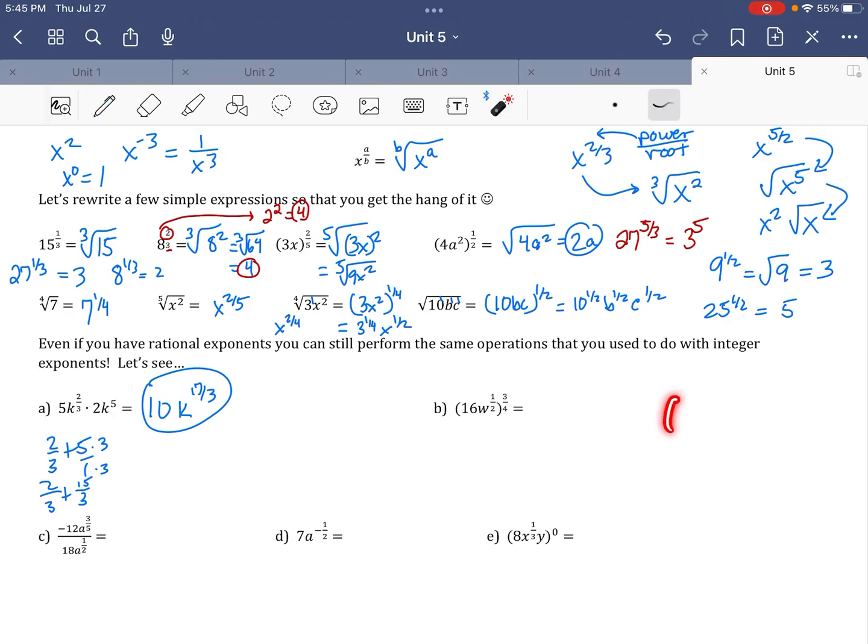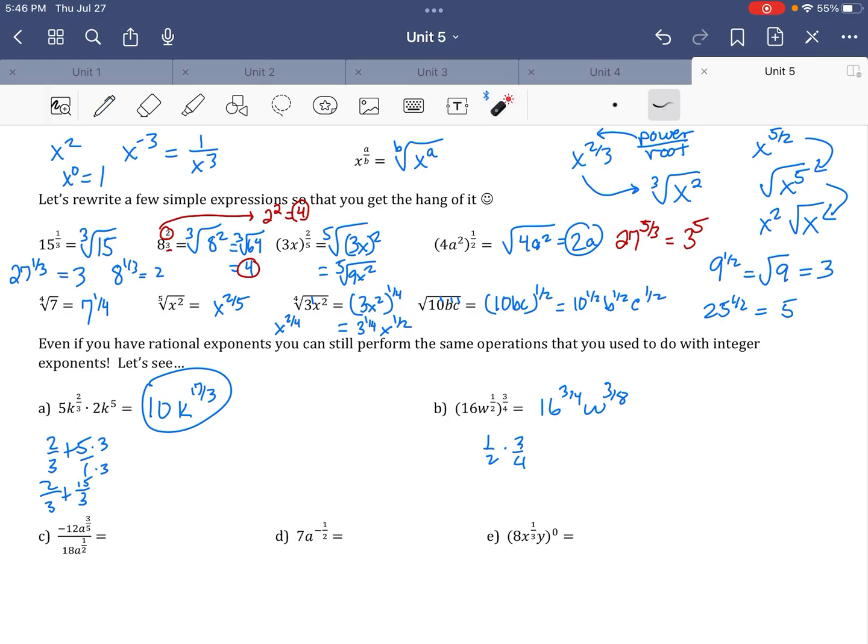All right, letter B. When I do a power, let's say I had 2x to the 3rd, and then I had a 4th here. I would do 2 to the 4th power, 16. x to the 3 times 4 is 12. That's my old rule. So I'm going to do that same thing here. I'm going to do 16 to the 3/4. Figure that out in a minute. And then w, I'm going to multiply 1/2 by 3/4. So I get 1 times 3, 3/8.